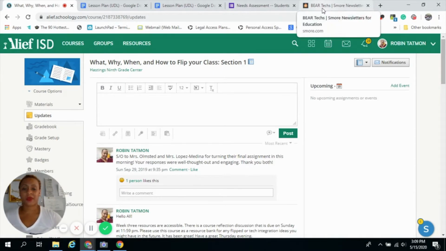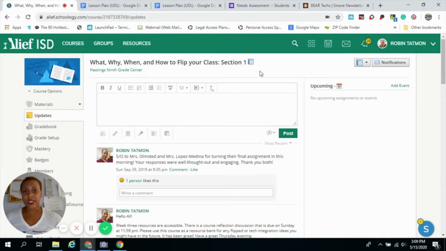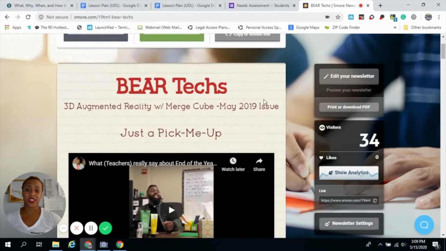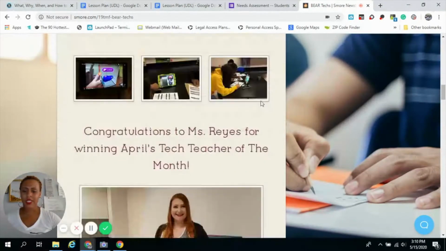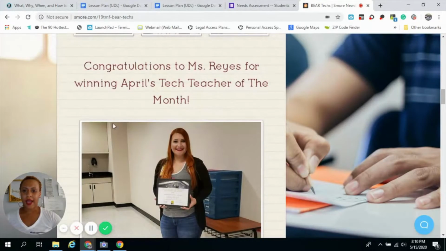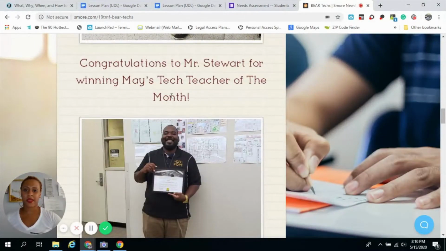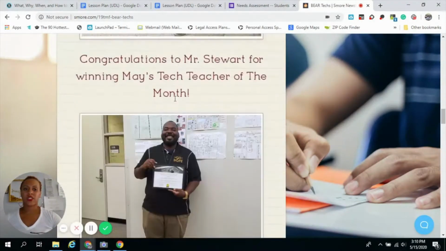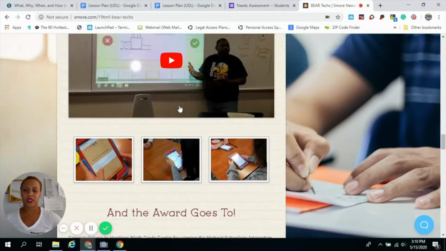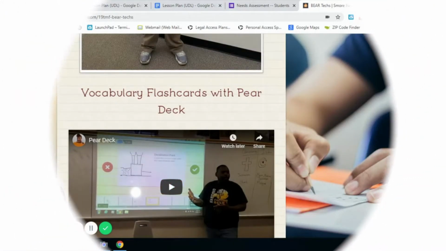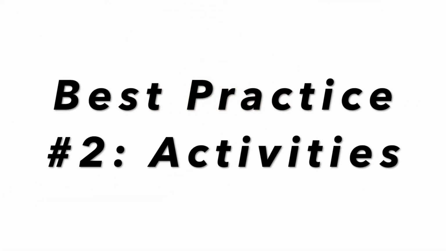Another way that you can celebrate your students, which I didn't use for this course, however I've used for my campus, was creating a s'more. I put congratulations to Ms. Reyes for winning April's Tech Teacher of the Month, and then the same thing with Mr. Stewart. And so these are some of the ways where you could actually celebrate your students.